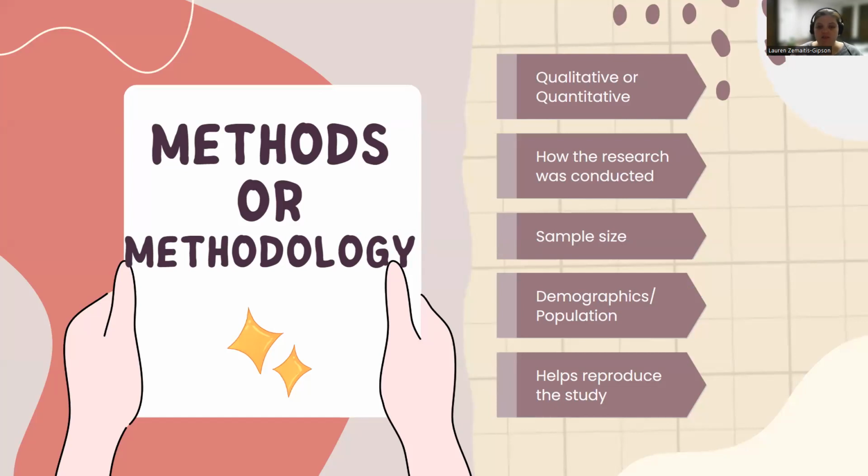And then this methodology helps us reproduce the study later. And that's really important in academic research, that all of these results are reproducible. We don't just take the word of the researcher. This is something we can do again later.